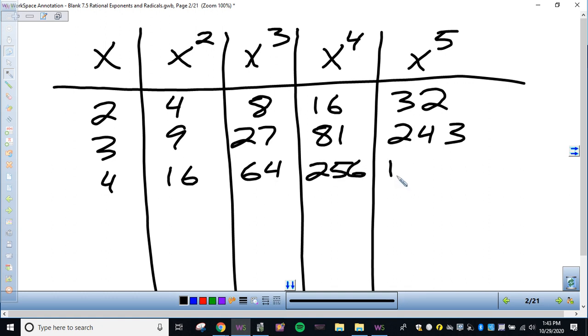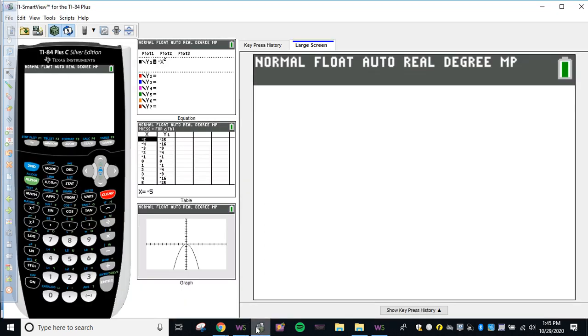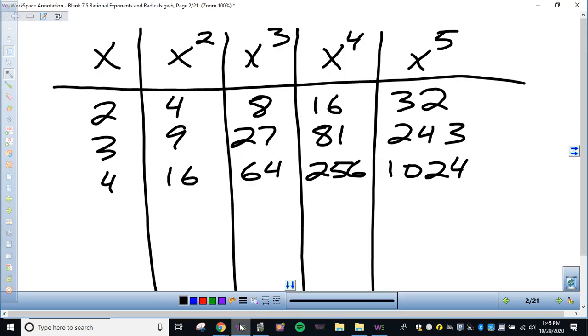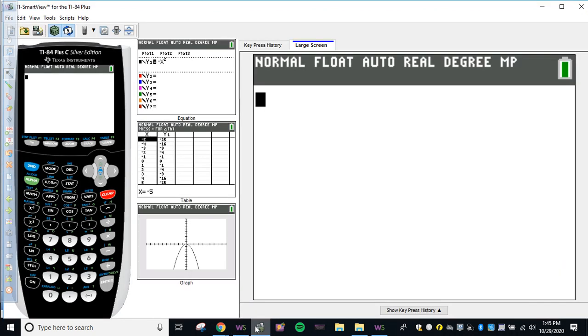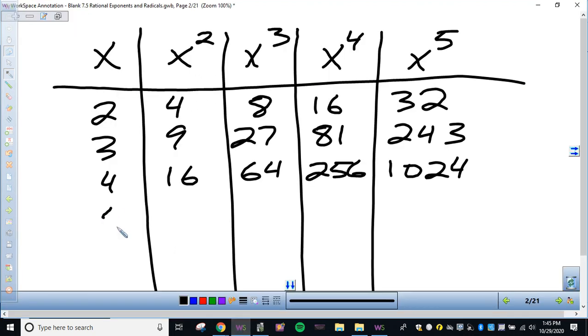256 times 4, don't quote me, I think it's 1,024, but I'm going to check. What was I doing? I was doing 4 to the 5th power. Okay, 1,024.